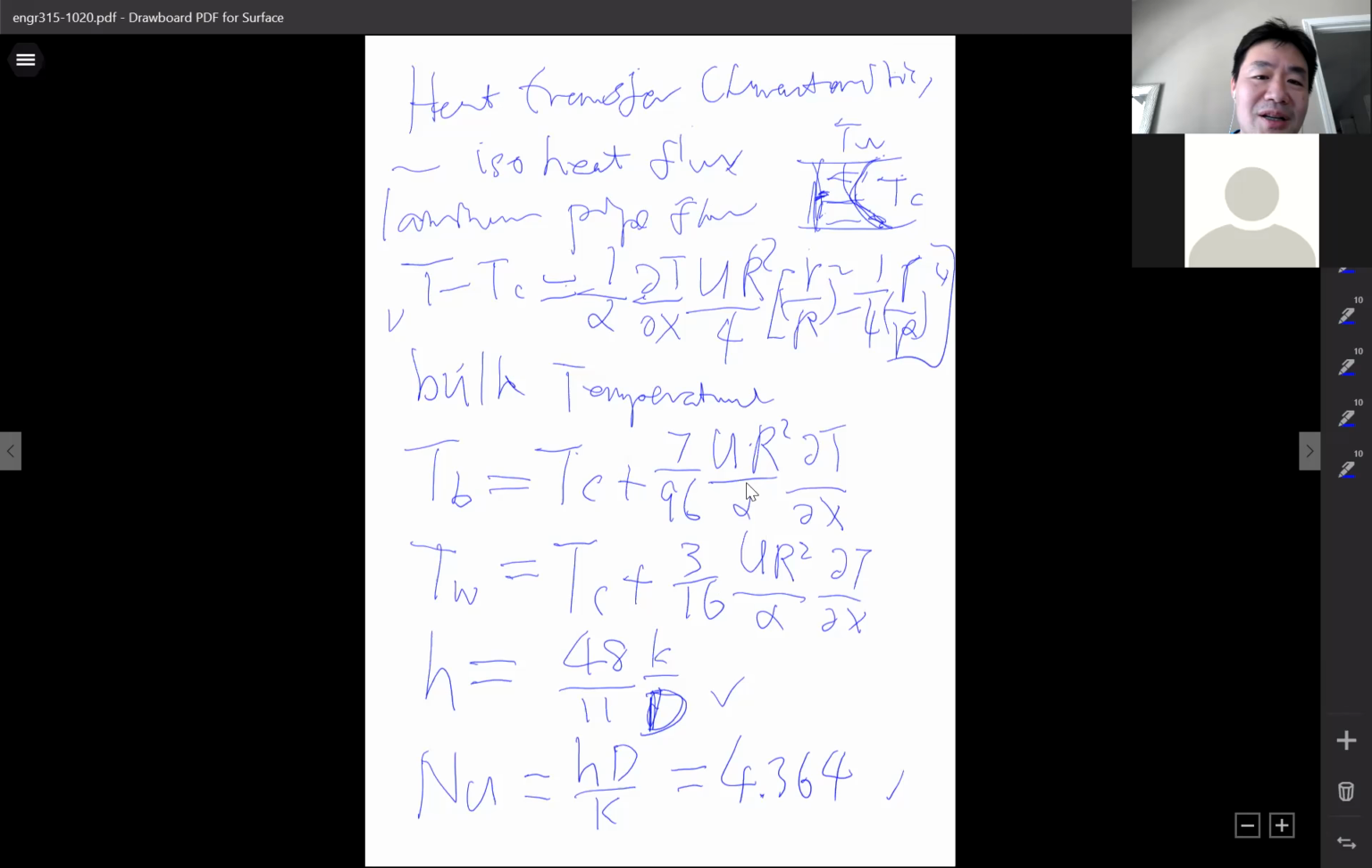But I think 95% of the applications you see in industry are iso heat flux. Usually it's really, really difficult to keep a constant temperature on the wall. So usually you can keep the constant heat flux, which is the power input.